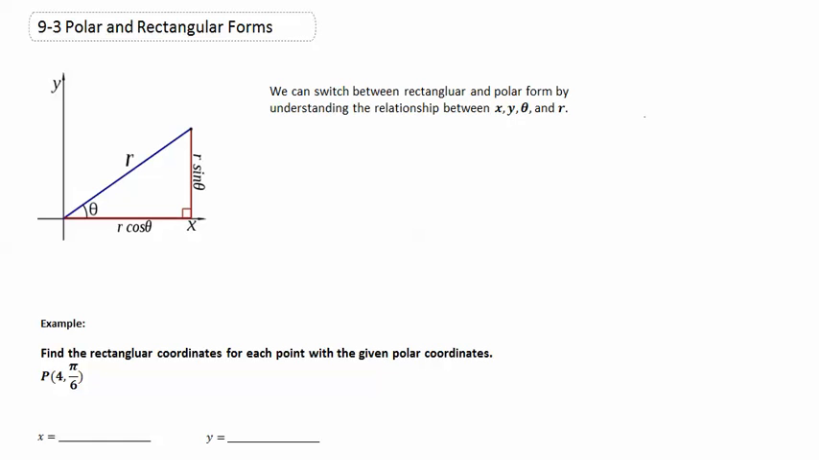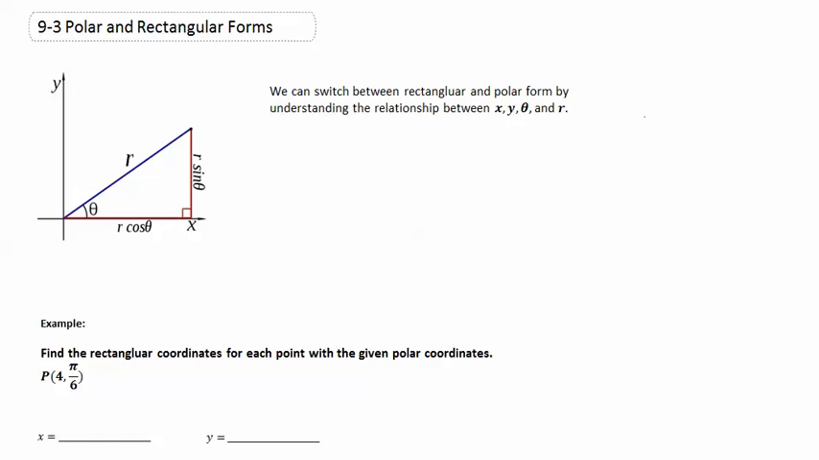This lesson is 9.3. This lesson is on polar and rectangular forms, which we've sort of touched on before. We've talked about it a little bit in the past, so this should be mostly review. We can switch between rectangular and polar forms by understanding the relationship we have between x, y, theta, and r.